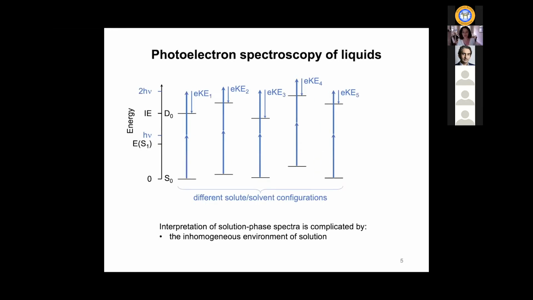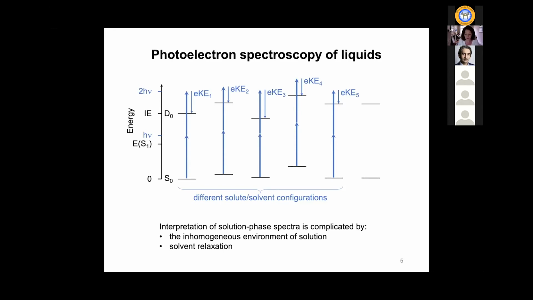So when we move to a liquid, there is an immediate complication in that all the molecules are not in the same environment. This is just a cartoon to illustrate what that same molecule that I've just shown you in the gas phase might look like in a liquid. These are just different solute and solvent configurations. The arrangement of water molecules around the solute changes the energy levels of the ground state and also of the ionized state. So we see a spread of kinetic energies. And so this inhomogeneous environment in the solution adds a complication to interpretation of solution phase spectra.